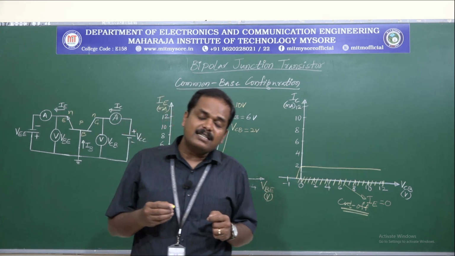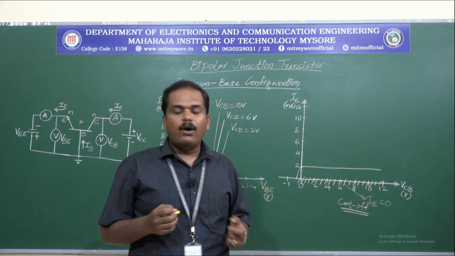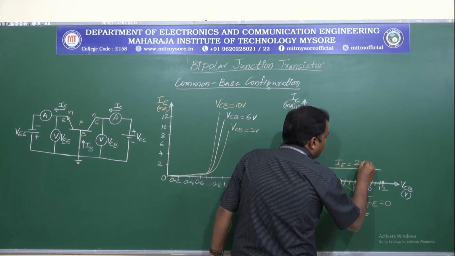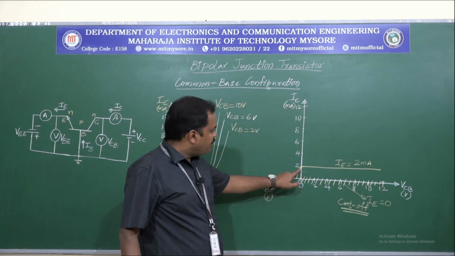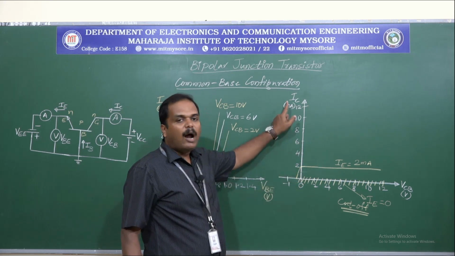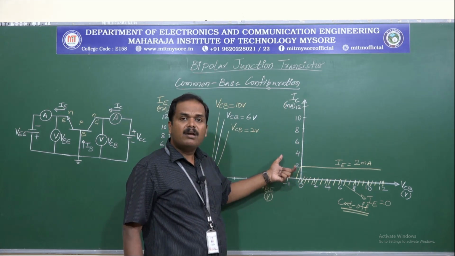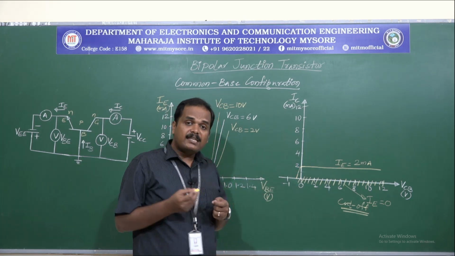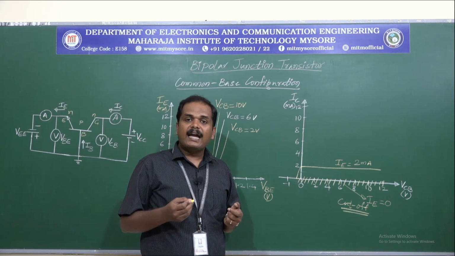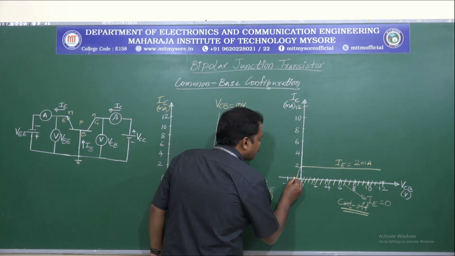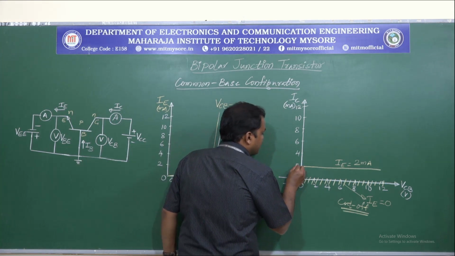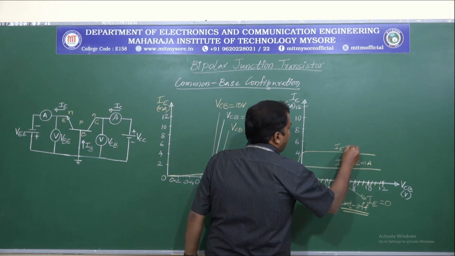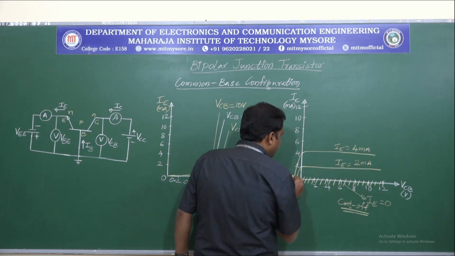So let us consider an input current IE of 2 milliamperes. So for this there will be a 2 milliamperes corresponding output current IC. So these are example data, not the exact data. For analysis we have considered some example data. Now in case if I increase the input current IE further, then the characteristic would look like this. So this is for IE equal to 4 milliamperes.